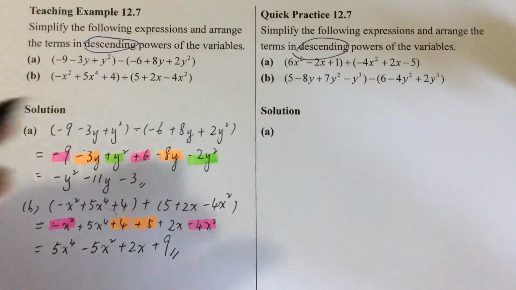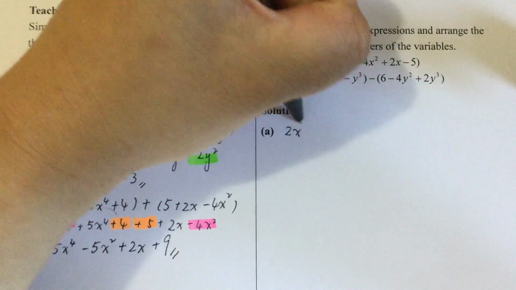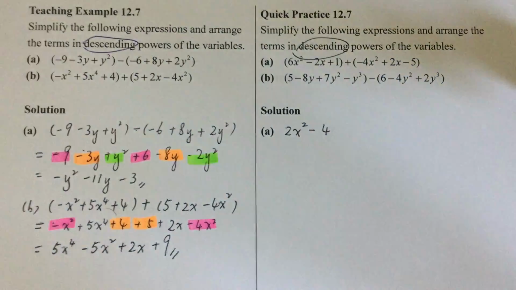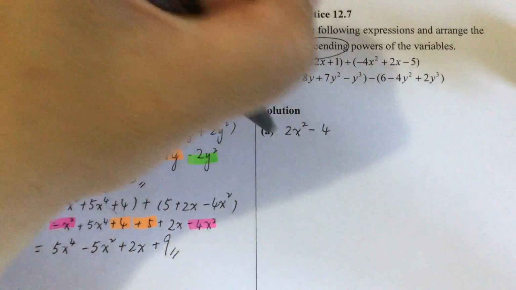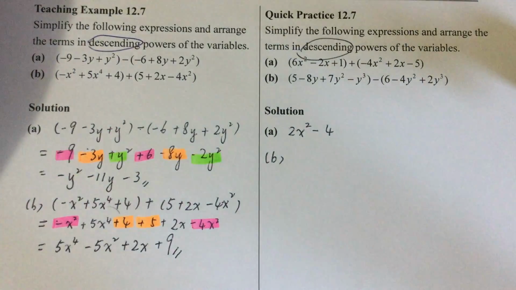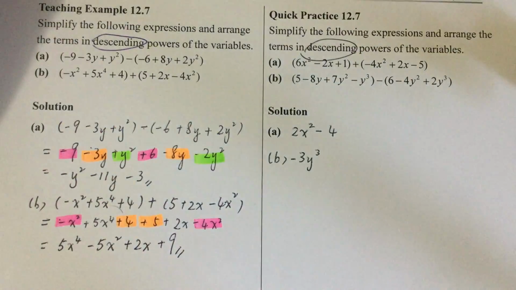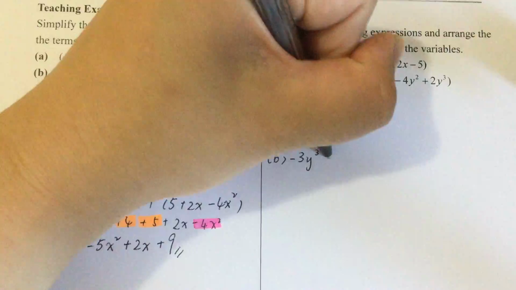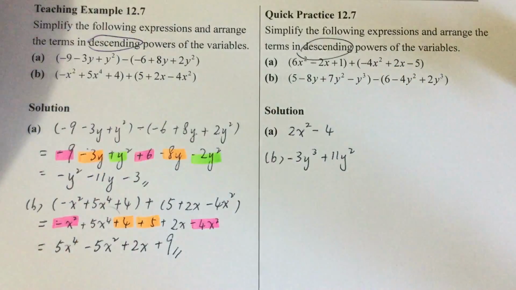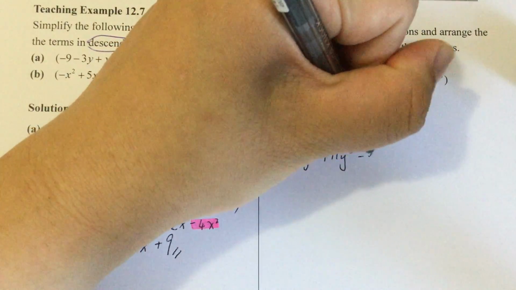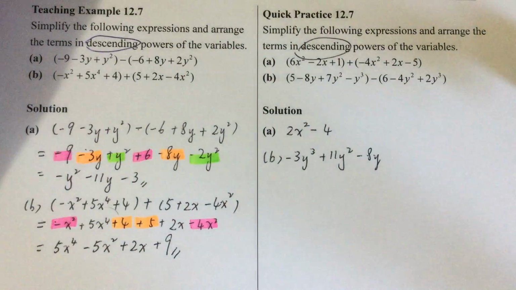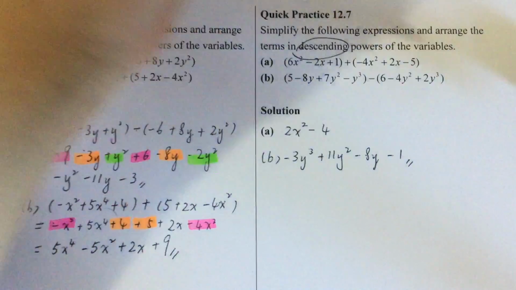For part A, the answer is 2x squared minus 4. For part B, the answer is negative 3y cubed. This is the first one. And the second one is plus 11y squared. The third one is negative 8y, just copy it. And the last one is 5 minus 6, which is negative 1. Okay, that is part B.